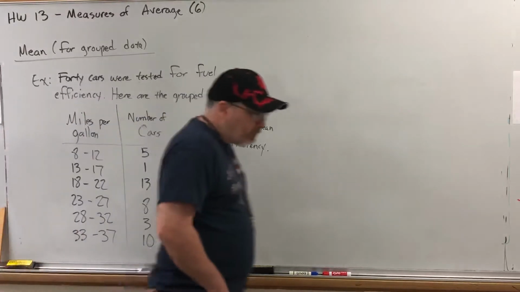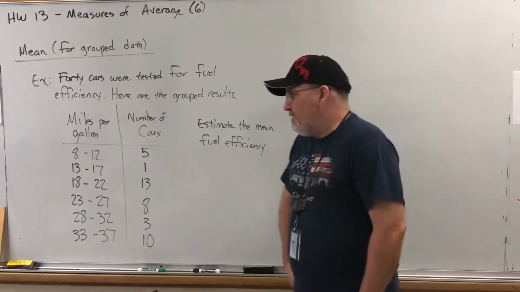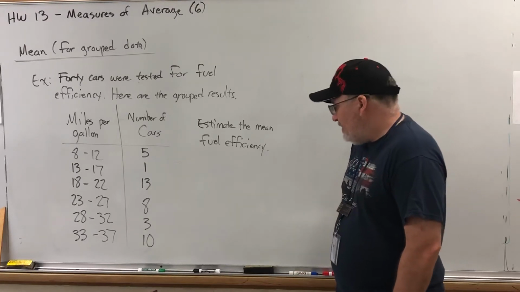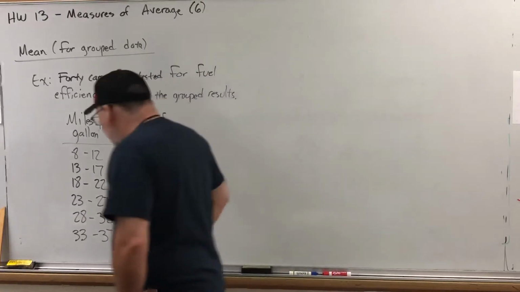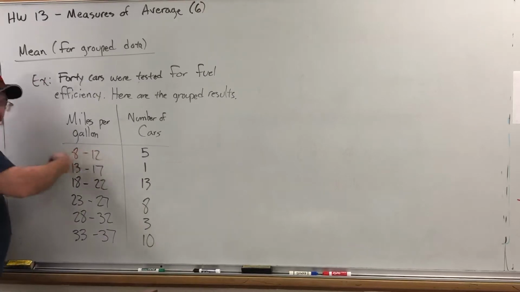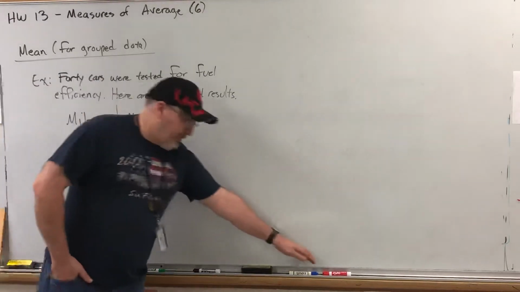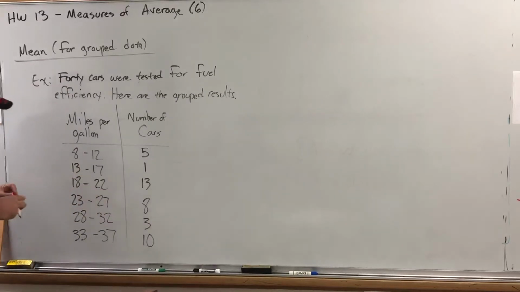So what do we do? Well, the best we can do is to come up with an estimate for the mean. And the way we come up with an estimate for the mean is we need to come up with a best guess for what a value in this range would be. For example, between 8 and 12, so 8, 9, 10, 11, 12, which of these would be a best guess for the value in this interval? You might be thinking, well, they're all equally likely, aren't they? Well, sort of. But we have to pick one.